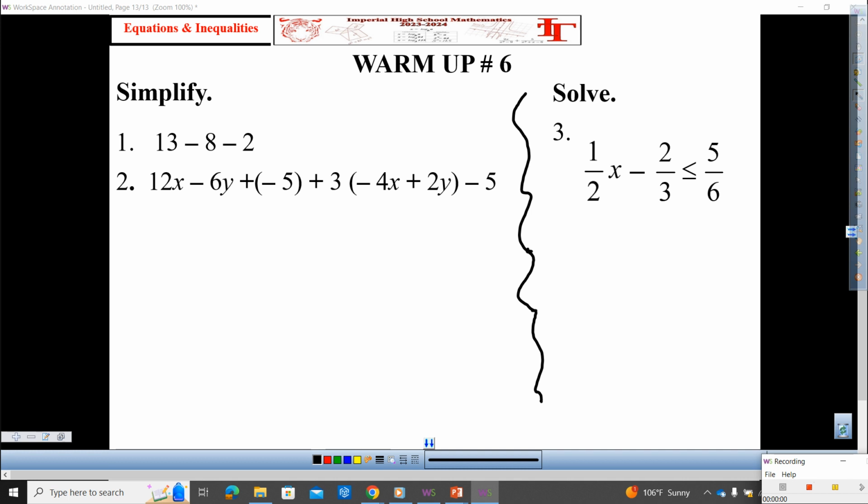Warm-up number 6 is on the screen. It's only 3 itty-bitty problems. 1 and 2 are to simplify those expressions. And number 3 is to solve that inequality. Get started, please. Also, we will be using our Chromebook, so make sure you get those handy, please.